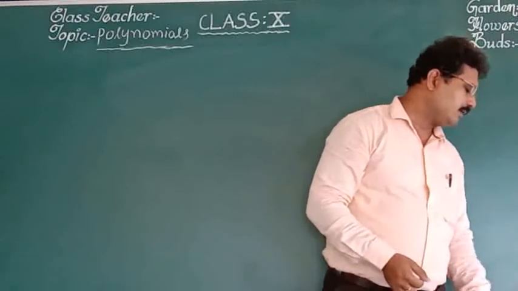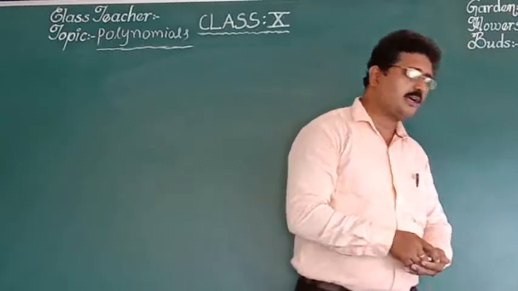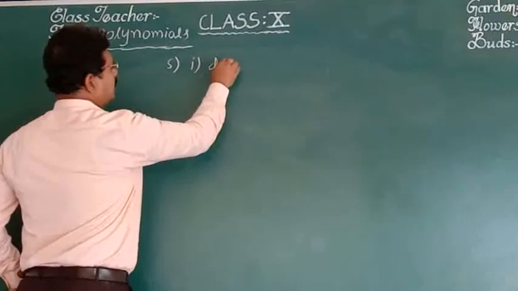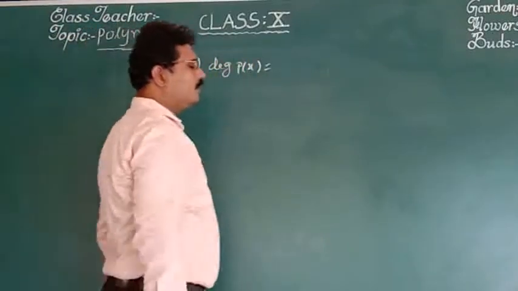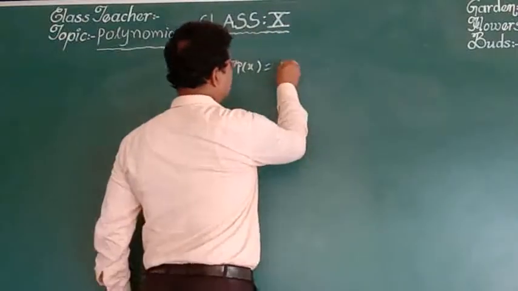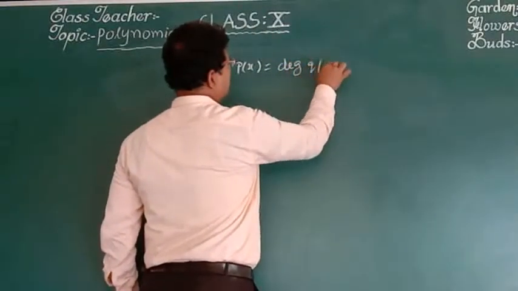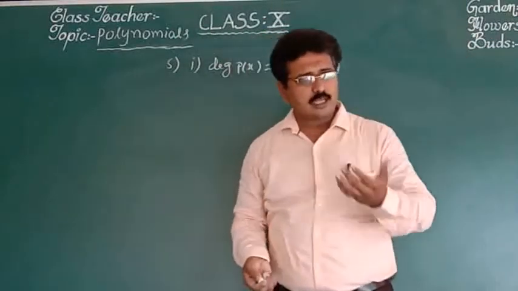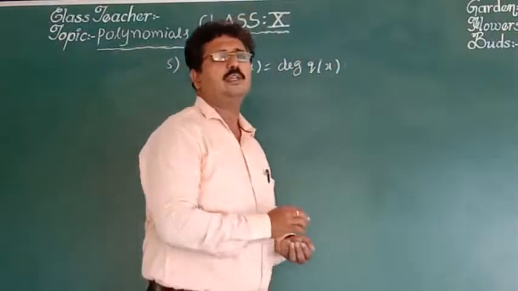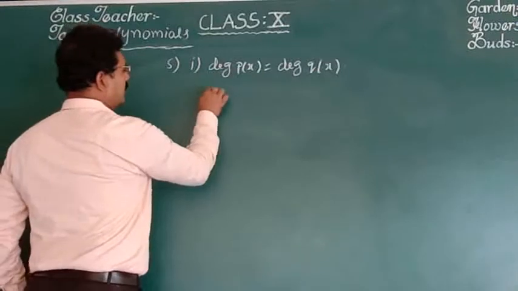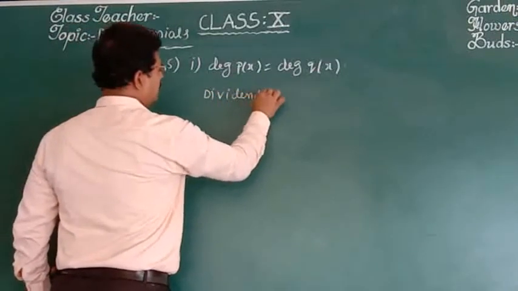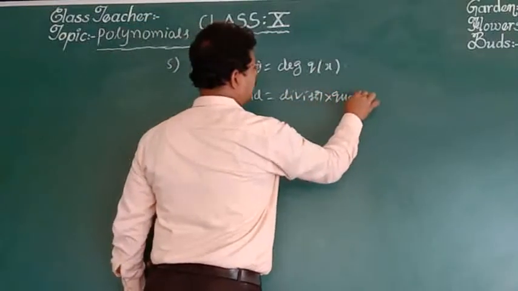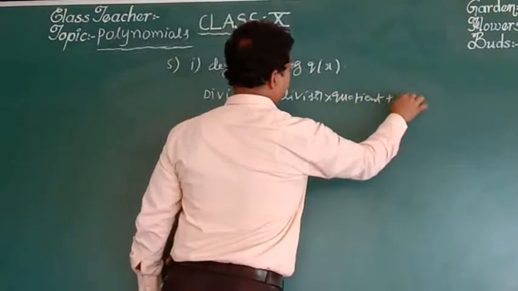And for what is satisfied, the first one, degree of p of x is equal to degree of q of x. What is problem number 5? What is that first one given? Degree of p of x is equal to degree of q of x. Now using the division algorithm that you know already, dividend is equal to divisor into quotient plus remainder r.